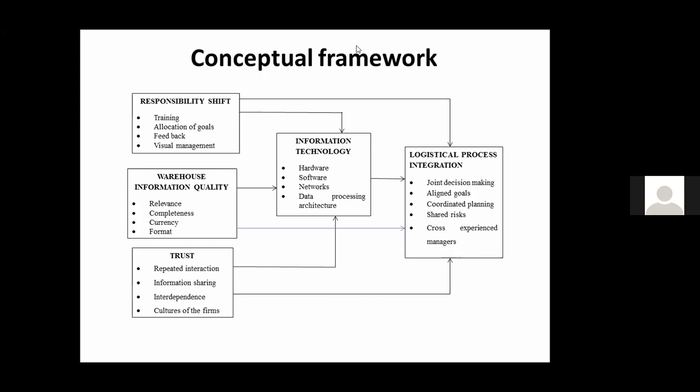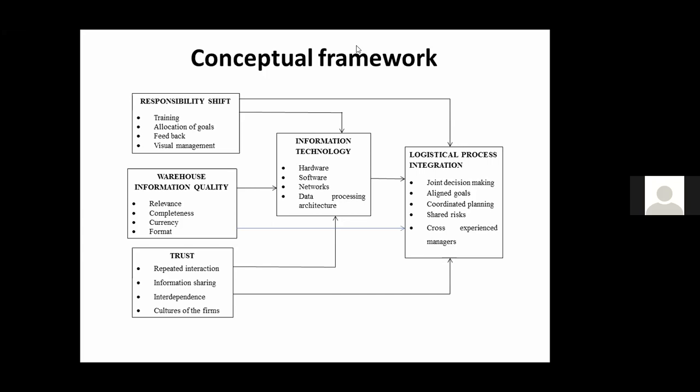To be able to understand this, look at these other arrows moving from the IVs. Warehouse information quality, for example. If there's improvement in the warehouse information, then it will improve the hardware, the software. I don't know. I have a problem with that middle variable. Explain to me what it is and what exactly you intended to tell us with that particular box, information technology.